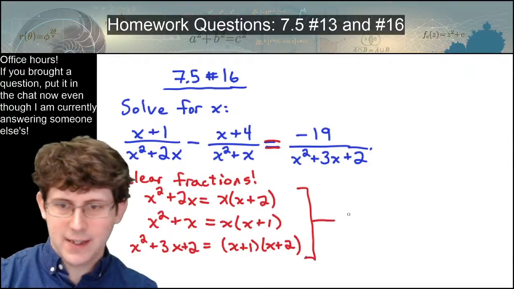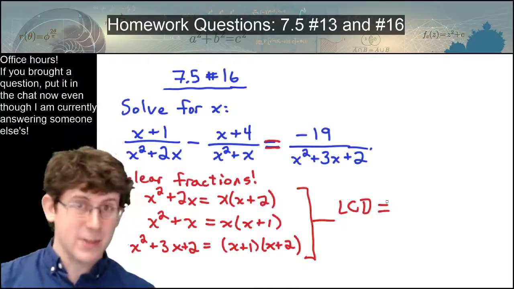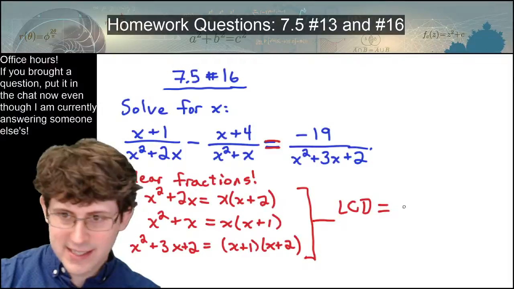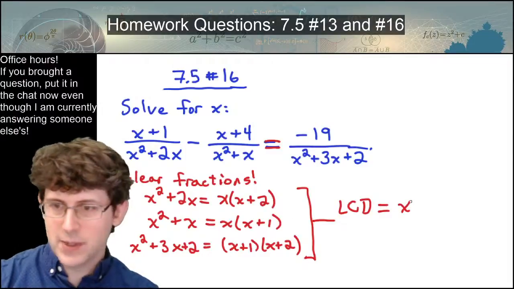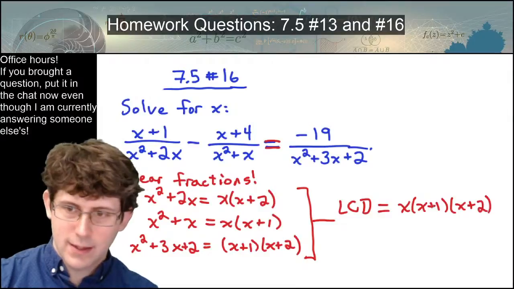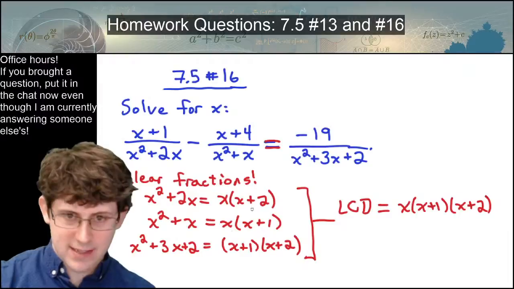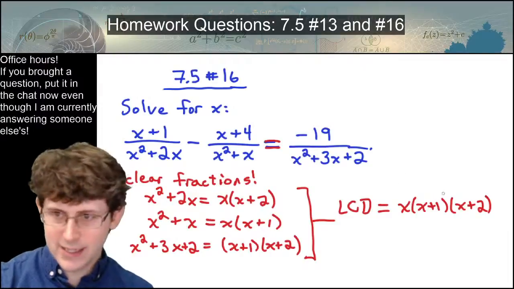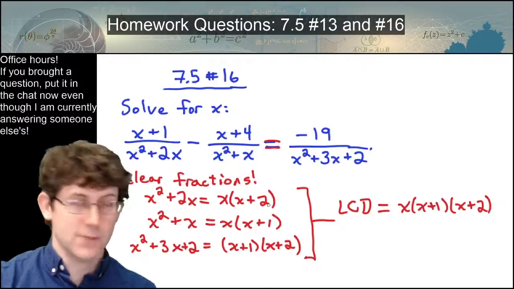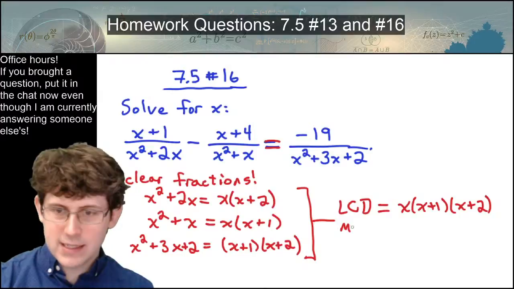Combining all this together, I can get the least common denominator, which is the smallest thing that would cancel all the fractions. Well, I need an x, I will need an x plus 1, and I'll need an x plus 2. None of these denominators has any of these factors repeated twice, so I don't need 2 copies of x plus 1, because none of the denominators have 2 copies of x plus 1. So I will multiply both sides by this least common denominator.